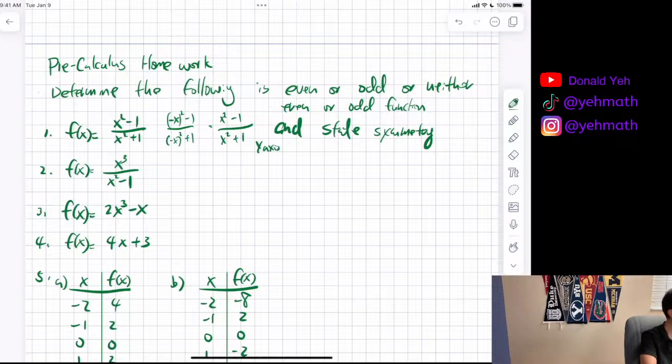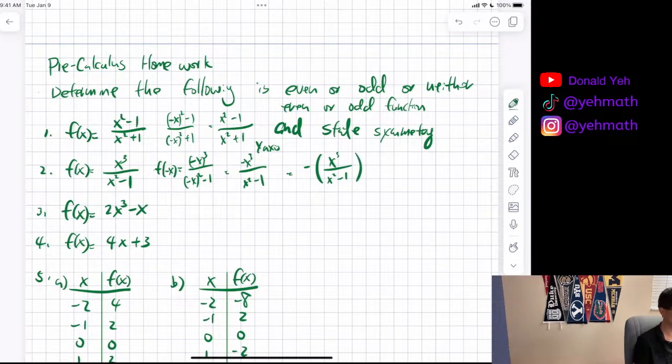Is that okay? Now you're going to plug in negative x here. Let's see if you go back. So negative x to the third over negative x to the second minus 1. That's equal to negative x to the third, because negative times negative is negative, and this goes back to positive. And then pretty much you can take this whole thing out like this. You can say, oh yeah, that's the opposite of the original function. So it's odd.